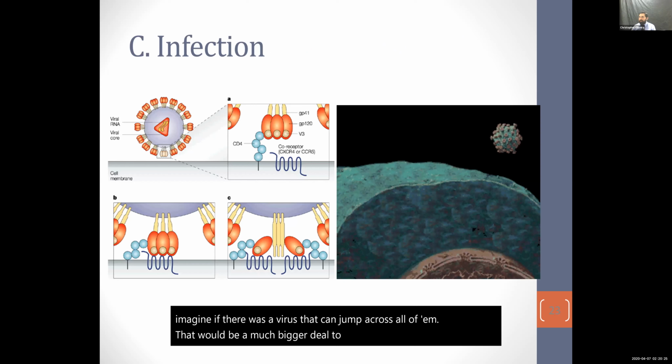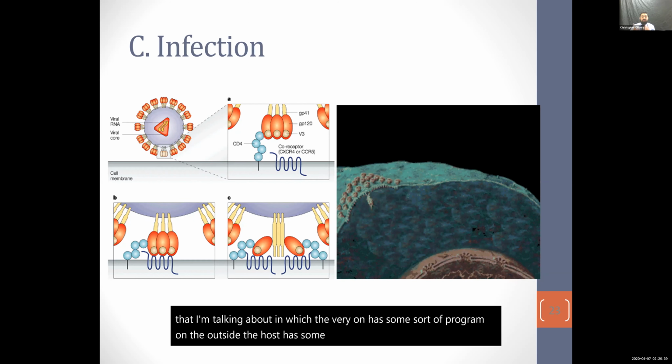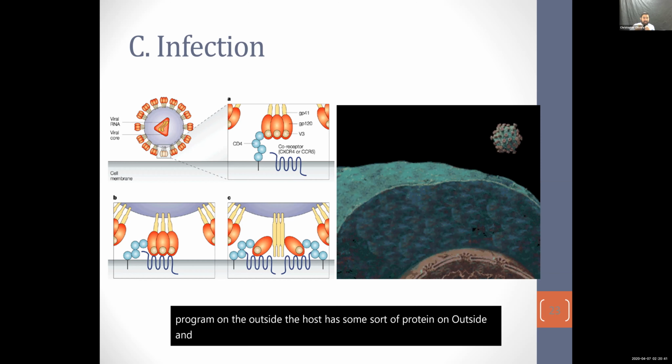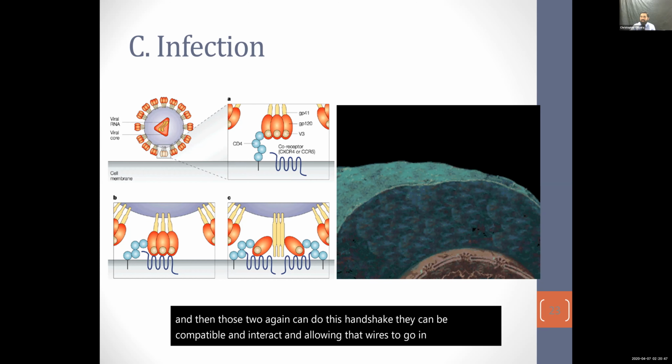All right. So what we're talking about in this case, again, is this handshake version that I'm talking about, in which the virion has some sort of protein on the outside, the host has some sort of protein on the outside, and then those two again can do this handshake. They can be compatible and interact, allowing that virus to go in, which is the little animation that you're seeing on the right-hand side.